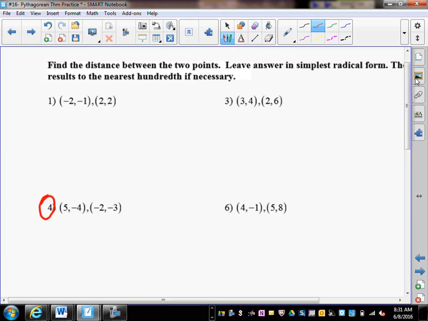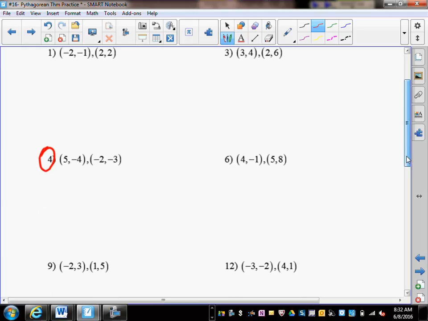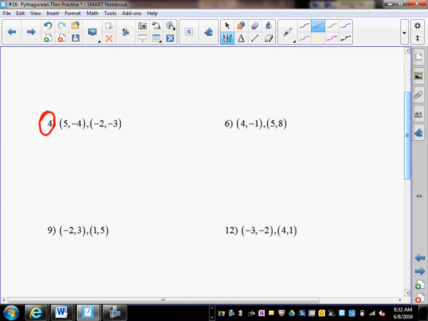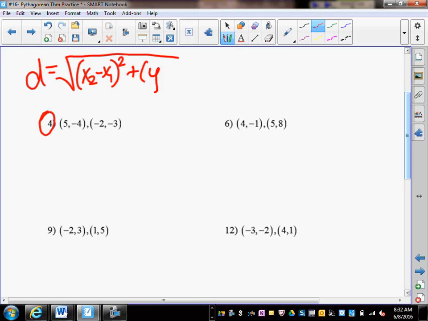Alright, our instruction said to find the distance between the 2 points. Distance is the same thing as finding the length. If I find the distance between me and Natalie, the length between us two. Leave the answer in simplest radical form, then round to the 100th if necessary. Right. So our distance formula, again, kind of similar to our slope, in that we subtract our x's, squared, and subtract our y's, squared, add them together, take the square root. Okay, so let's set this up.